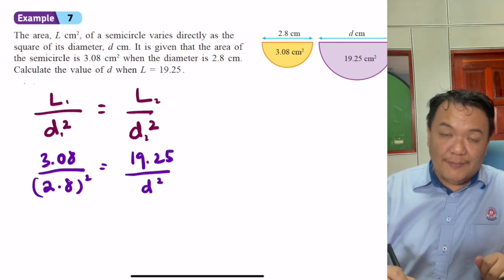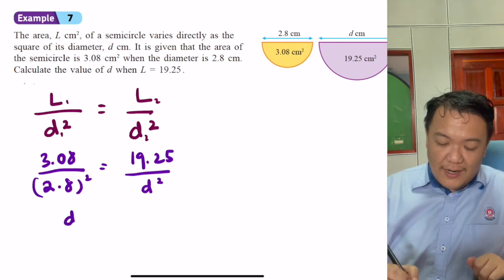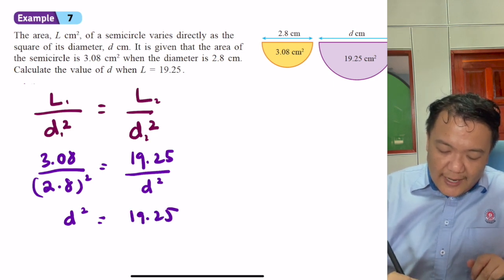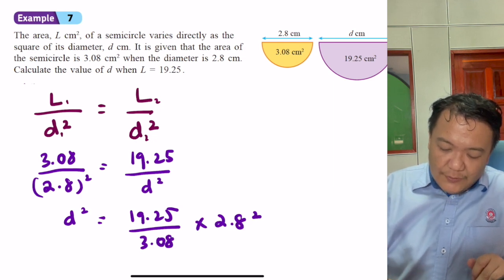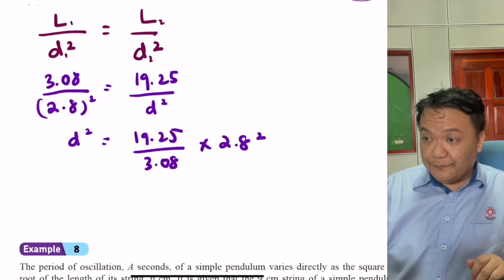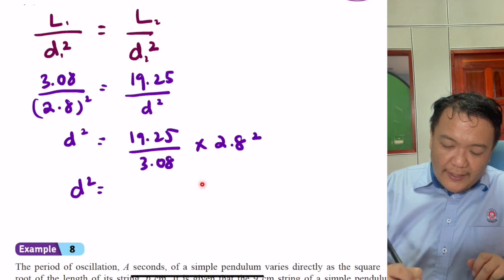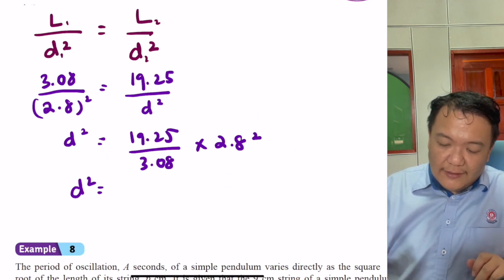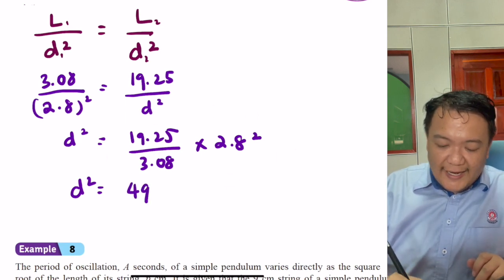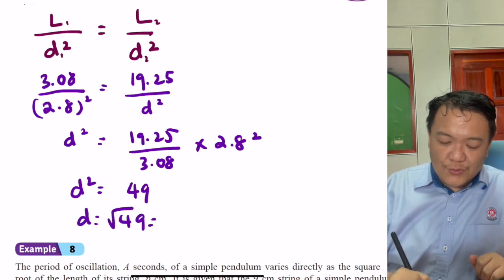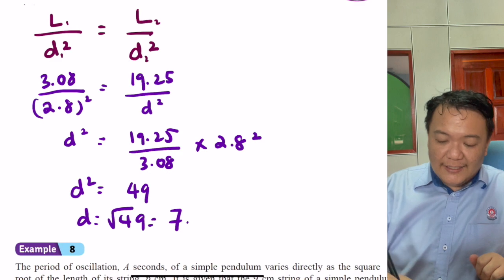Okay, so macam biasalah, algebra, okay, kita pusing-pusing. So D square is equals to 19.25 over 3.08 times 2.8 square. Okay, so D square, yang ini if you press your calculator you will get 49. Okay, tapi soalan nak D. So D is equals to square root of 49. It is equals to 7.